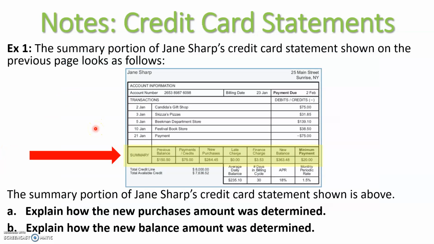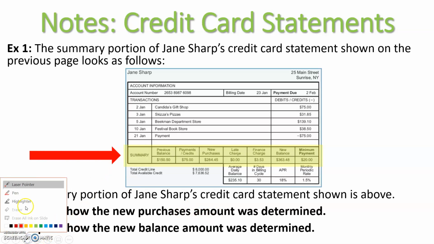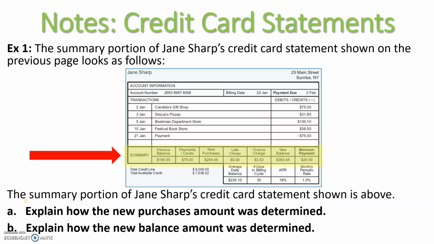Example 1. The summary portion of Jane Sharp's credit card statement shown on the previous page looks as follows. Okay, we want to A, explain how the new purchases amount was determined. So let's start there. If we look here, we can see the new purchases amount is $284.45. Now the question is how does that amount get determined?